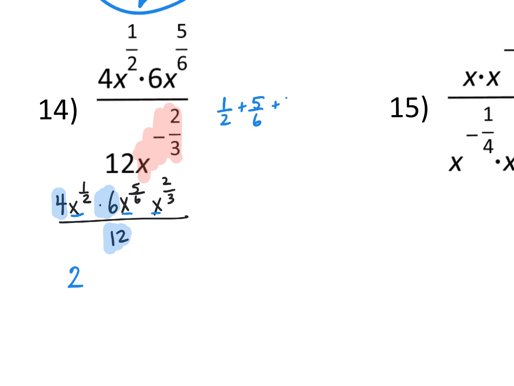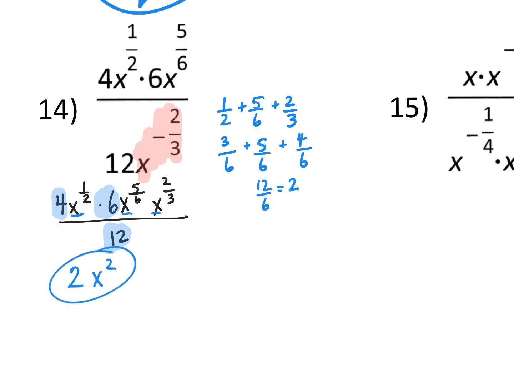So you either take your calculator and put that in, or we turn those all into sixes. So this is 3/6 plus 5/6 plus 4/6. So that is 8 and 4 is 12/6, which is 2. So this all becomes x to the power of 2. So it started off looking so ugly, and it's actually quite nice on the end.